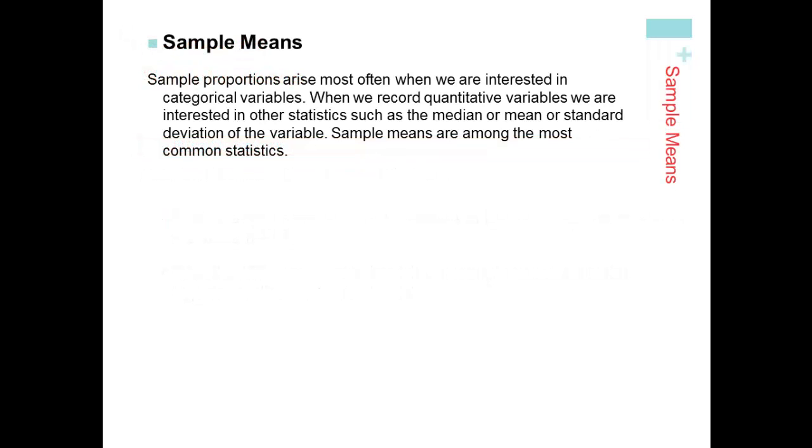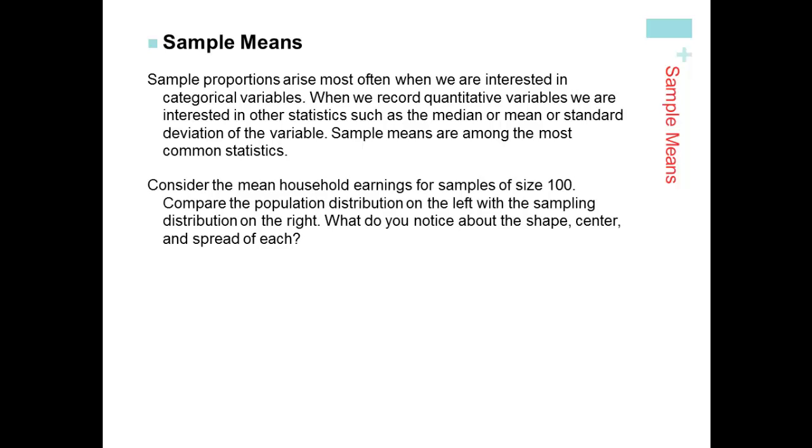Sample proportions arise most often when we are interested in categorical variables. When we record quantitative variables, we are interested in other statistics, such as the median, the mean, or standard deviation of the variable. Sample means are among the most common in statistics. Consider the mean household earnings of a sample of size 100.